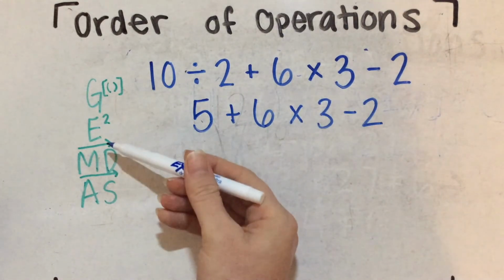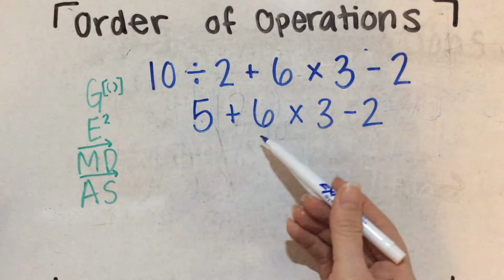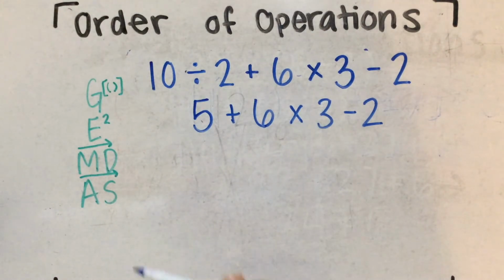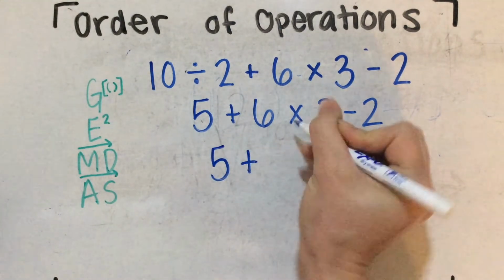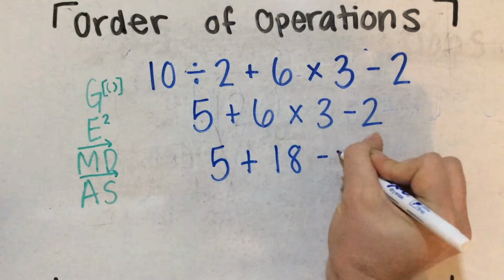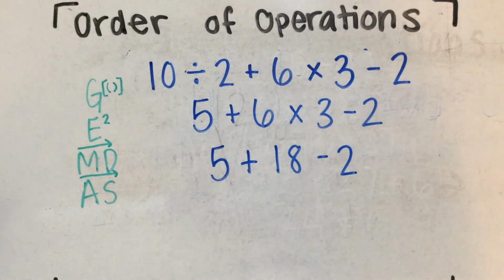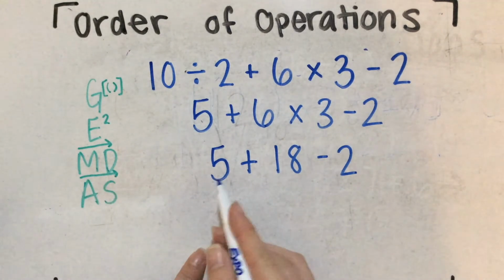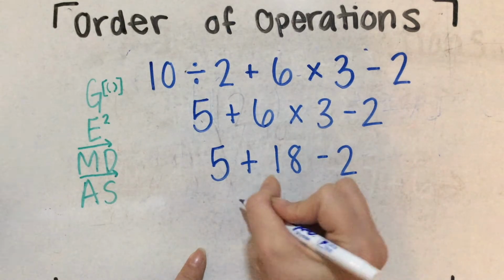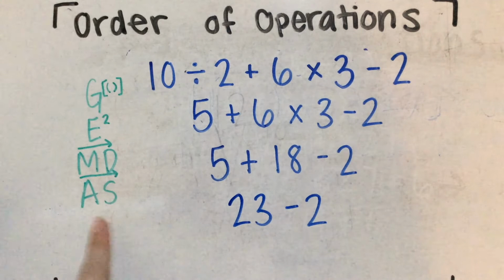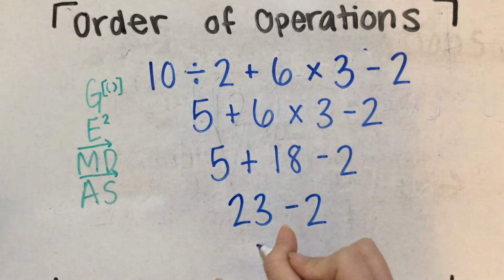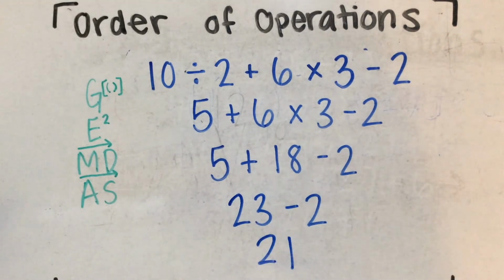So continuing with multiplication and division, we see 6 times 3. So then we need to do that one next. 5 plus 18 minus 2. Okay, now since we've done all the multiplication and division and we only have addition or subtraction, we work left to right. 5 plus 18 would be first, giving us 23, and then minus 2. And that is our last step, 23 minus 2, giving us 21.